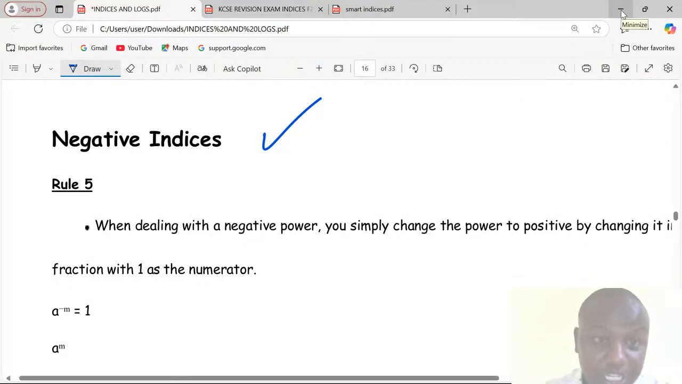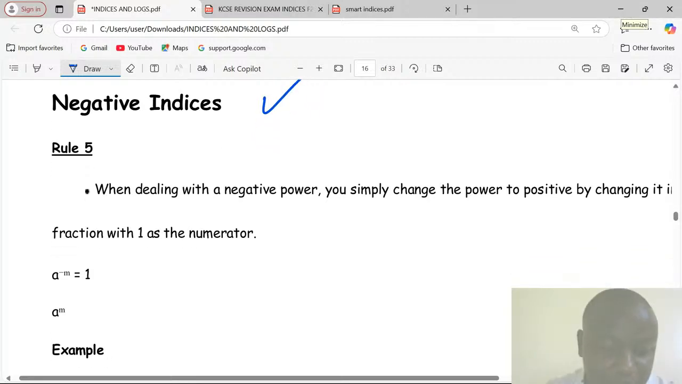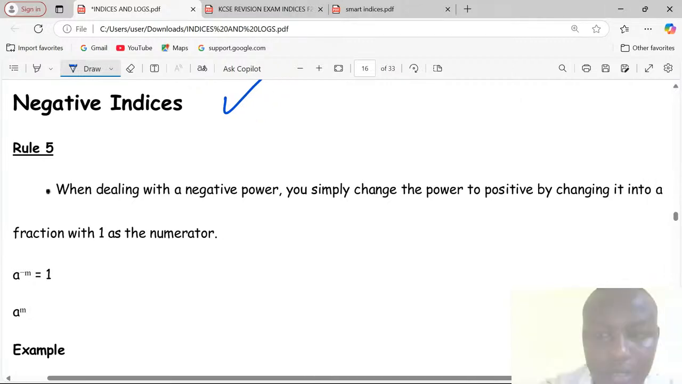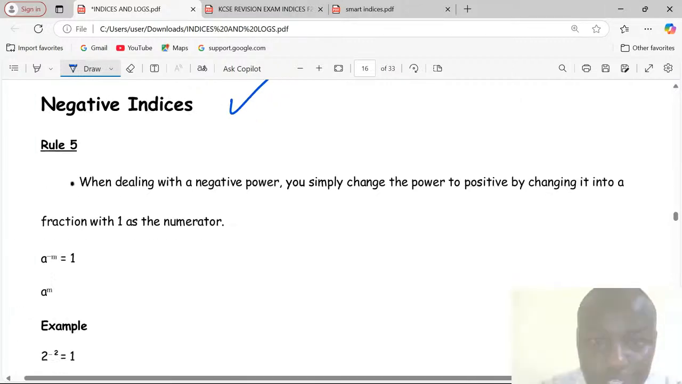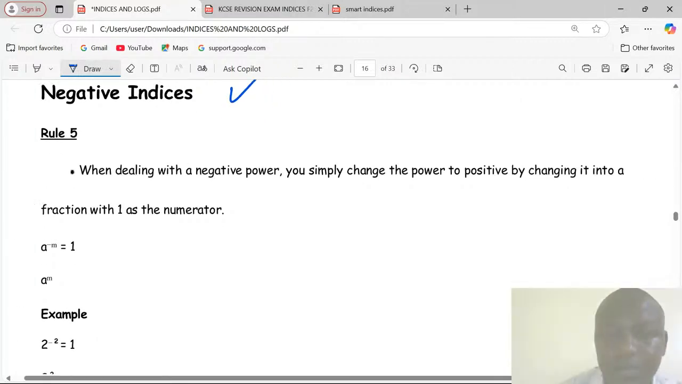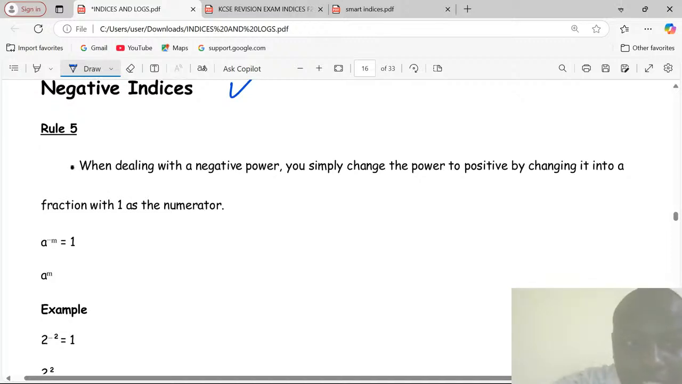Yeah, we proceed with the negative law of indices. Sometimes a number is going to be raised to a negative power. Look at this. When dealing with a negative power, you simply change the power to positive by changing it into a fraction with 1 as the numerator.